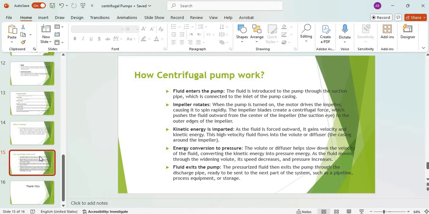The pressurized fluid exits the pump through the discharge pipe, ready to be sent to the system. Whatever the system is, maybe your water tank, maybe it's going to a heat exchanger, maybe a separator, maybe a furnace, maybe anything.